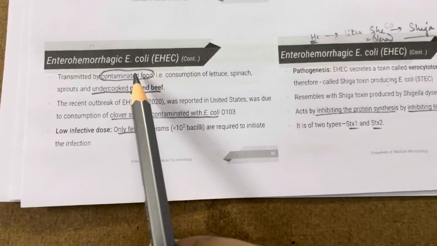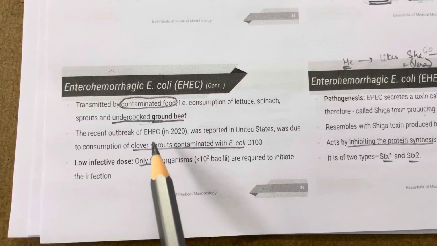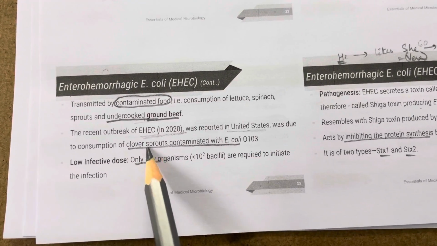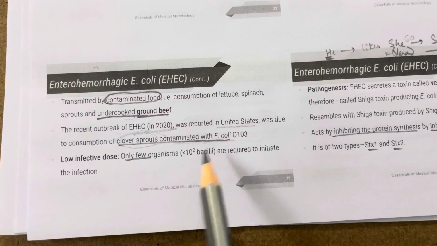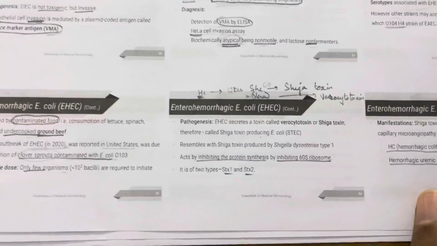So enterohemorrhagic E. coli, it is transmitted by contaminated food, okay, and undercooked ground beef. Recent outbreak of EHEC in 2020 was reported in the US due to consumption of clover sprouts contaminated with E. coli. So low infective dose is required to initiate the infection.